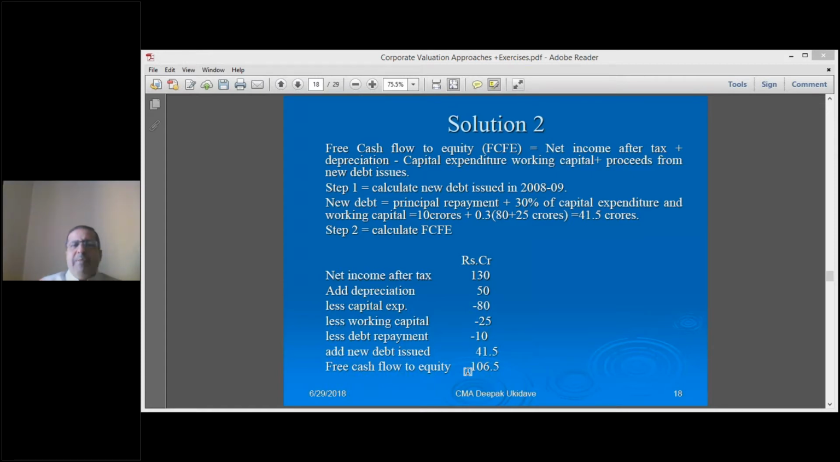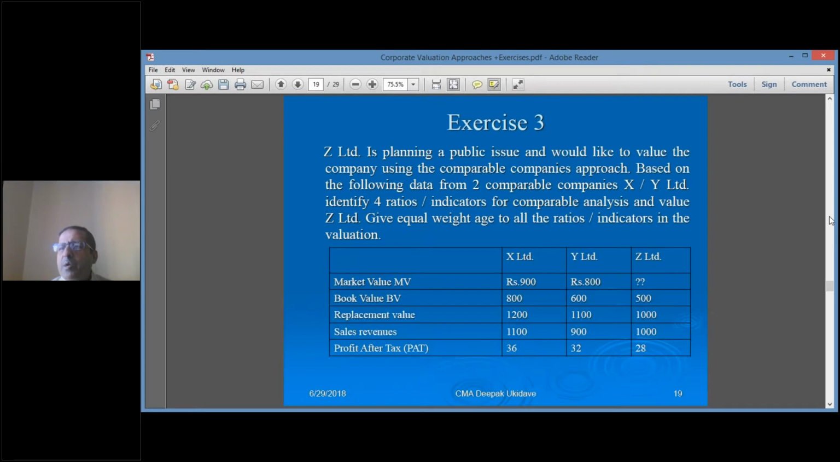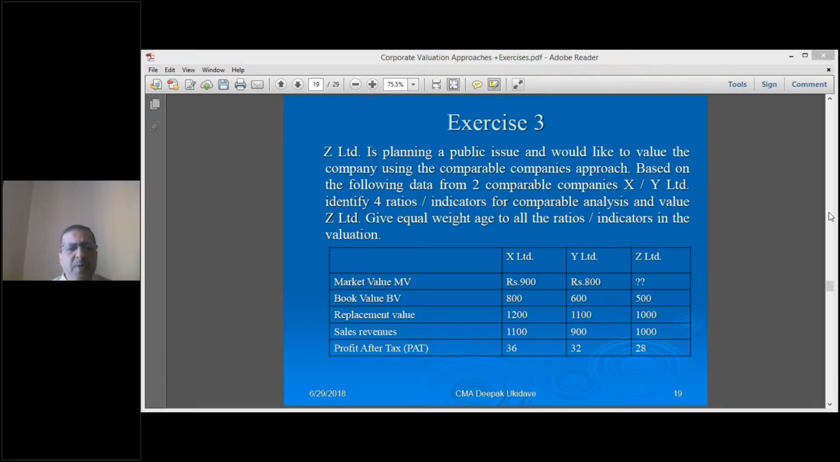This is your template. PAT plus depreciation, that is CFAT. CFAT minus delta capex minus delta WC minus repayment of existing debt plus raising of fresh debt, what you get is FCFE, free cash flow to equity. Please confirm in the chat box that you have understood. Pradeep, you considered depreciation wrong, that is why your answer went wrong. No problem, but now you understand from these mistakes.